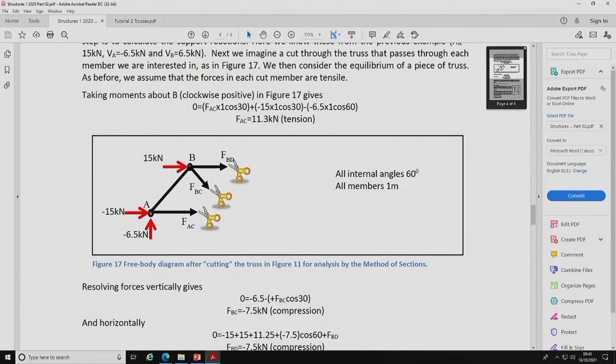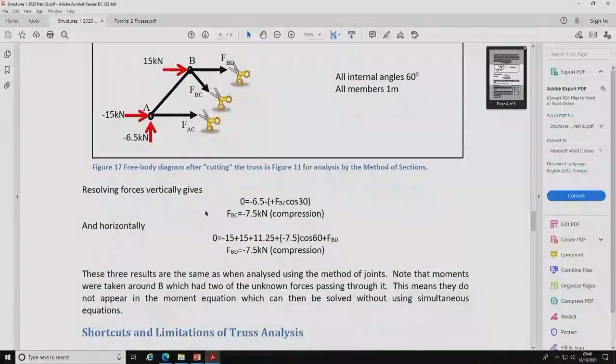Now, once you cut it, be sure not to cut so that it would make more than three unknown member forces, because you have only three equilibrium equations: summation of horizontal force zero, vertical force zero, and moment about a point is zero. So you can only get three unknown member forces. So again, resolving this, you can quickly find out what the member forces are in these three.